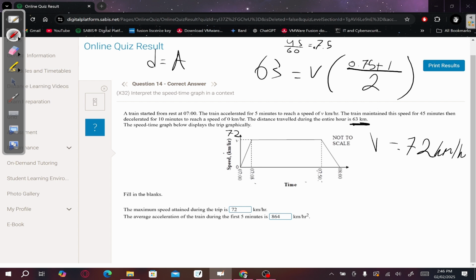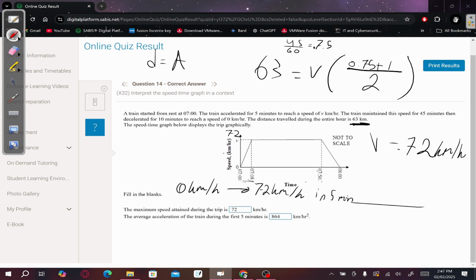Okay, now what we're going to do, the average acceleration, simple. Here is 72, here is 0. Okay, what we have in 5 minutes. So it went from 0 kilometers an hour to 72 kilometers an hour in 5 minutes.